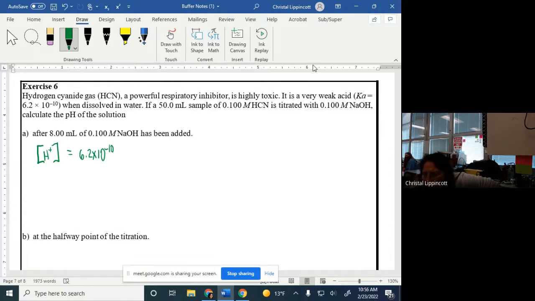So we've got to figure out moles of this. So moles of this, we're going to have to take this and make it into liters, which is 0.05. So 0.05 times 0.1 is what? Okay. And is that going to go on the top line or the bottom line? On the top line. So 0.005. We're adding in NaOH. So are we going to subtract the moles here, or are we going to add the moles on the top line?